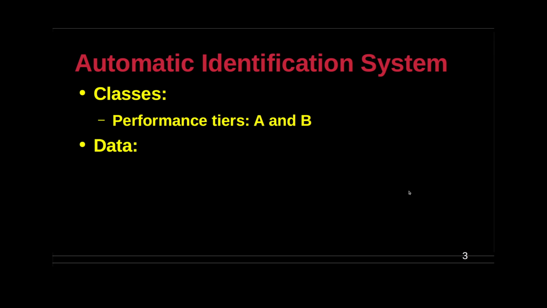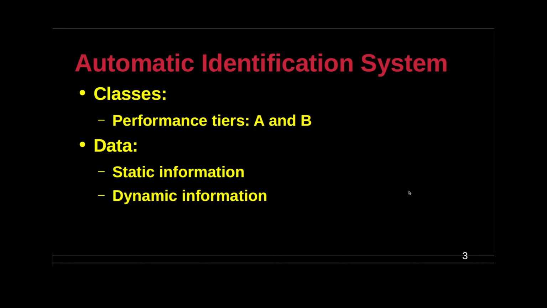The data transmitted through AIS consists of static information: ship name, IMO number, call sign, length, beam, and vessel type. Dynamic information: position, time, course over ground, speed over ground, and heading. And voyage related: draft, how deep the ship is in the water, hazardous cargo type, destination, and estimated time of arrival.